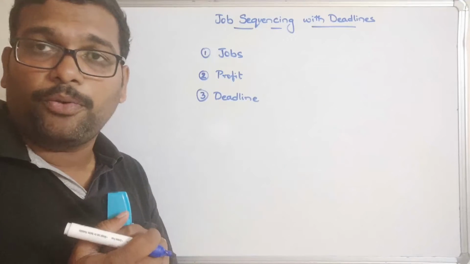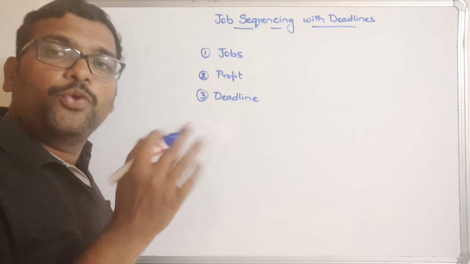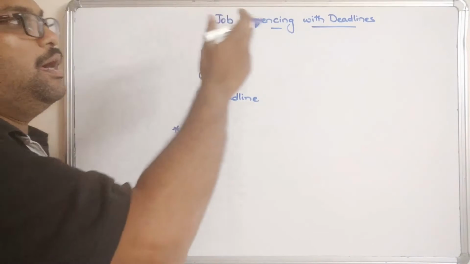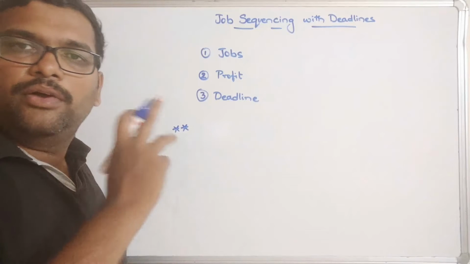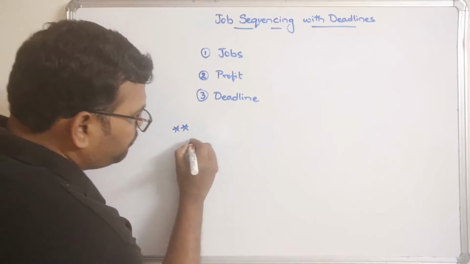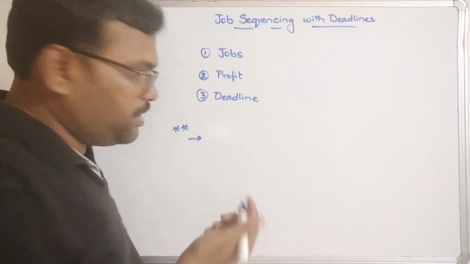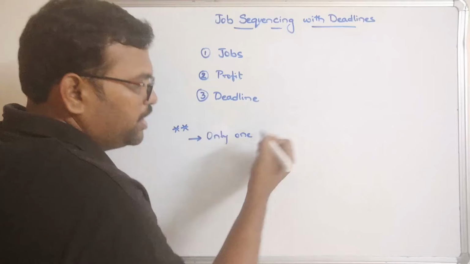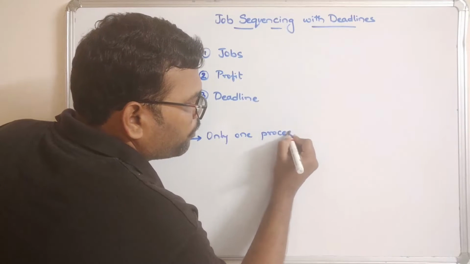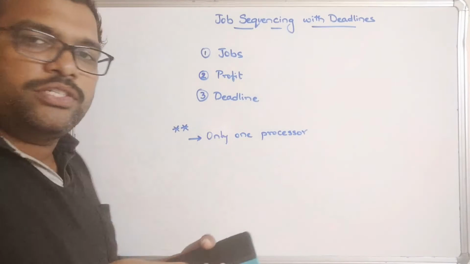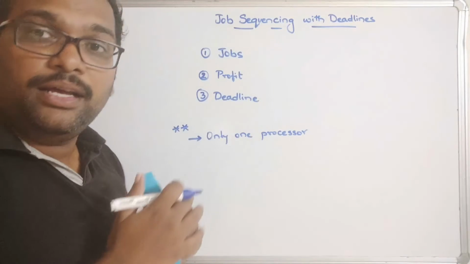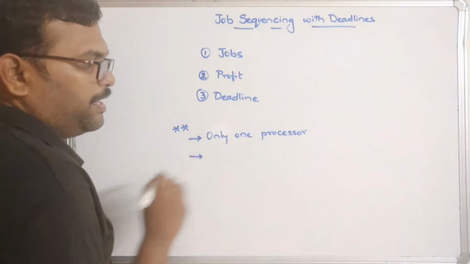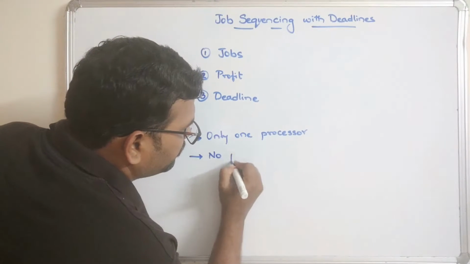Here we need to remember a few most important points. Before going for the solution, the first point is only one processor. We are going to execute on only one processor, so one processor will have to execute all the jobs. Then, no preemption.